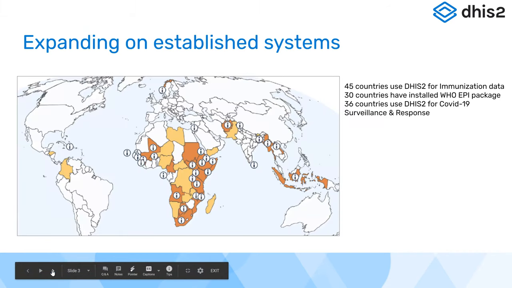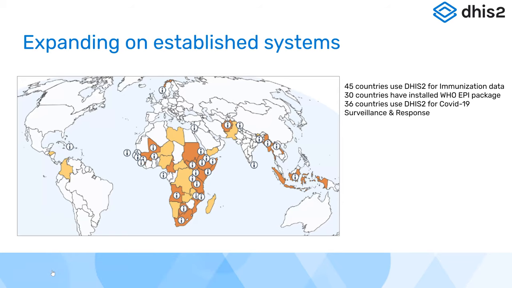This is actually a map from the COVID-19 surveillance toolkit rollout. So I think many of you are familiar with this. We just put the map up again. We did have 36 countries who adopted the DHIS2 toolkit solutions for COVID-19 surveillance and response.